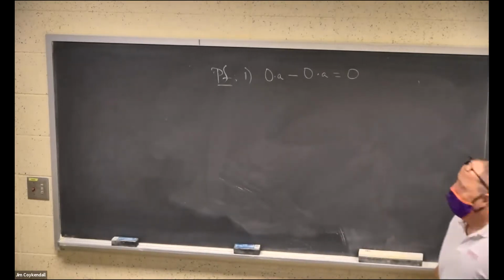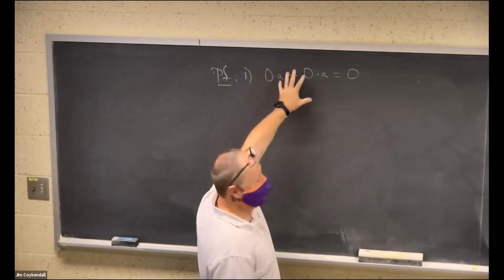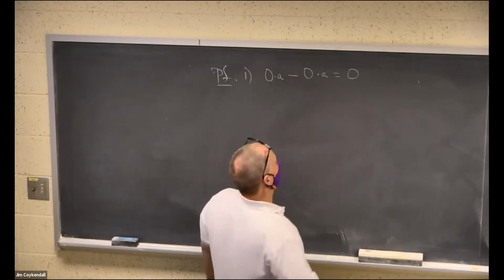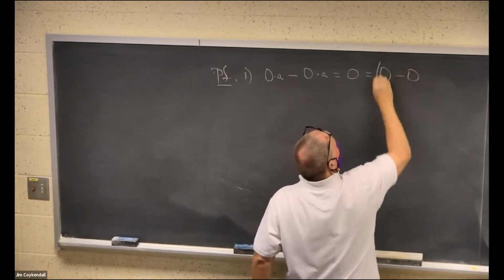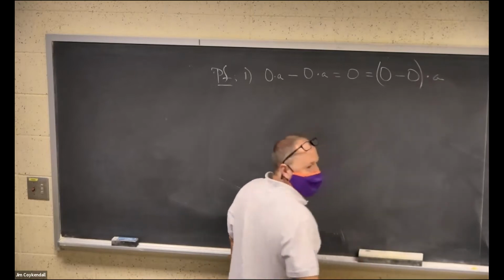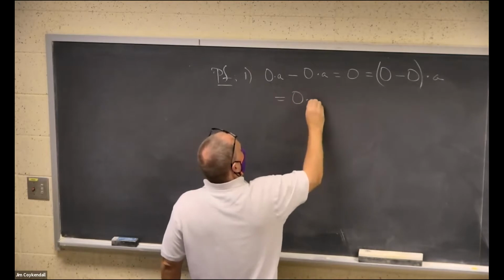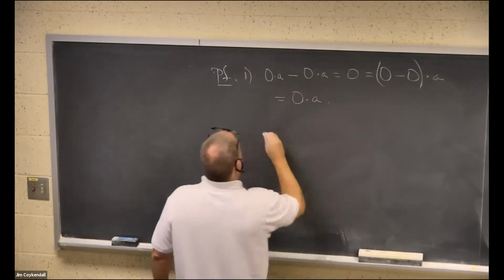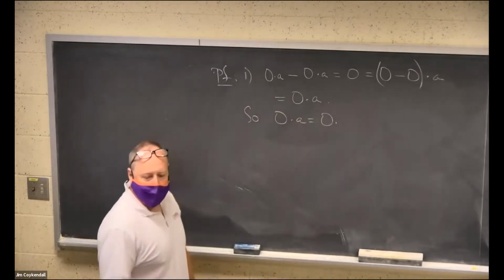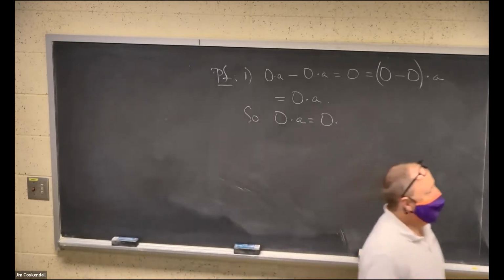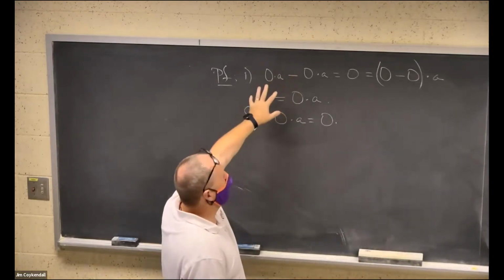Because this is 0a minus 0a, so it cancels out. I don't care what this is, it's 0. And I'm going to use the distributive property here. And 0 minus 0 is 0. Notice I only did this from one side. The theorem also says that if I multiply 0 on the other side, the proof is almost exactly the same.